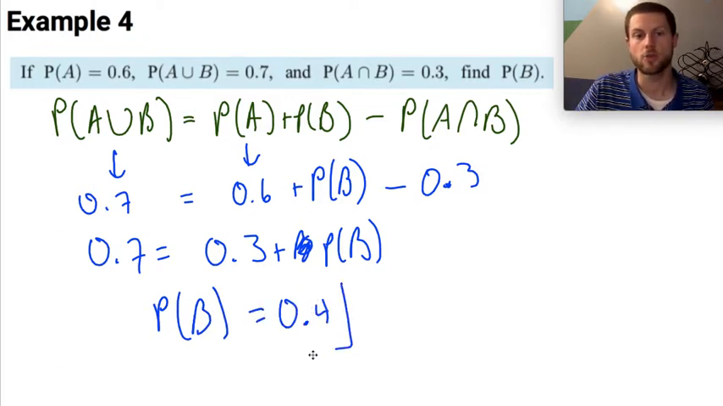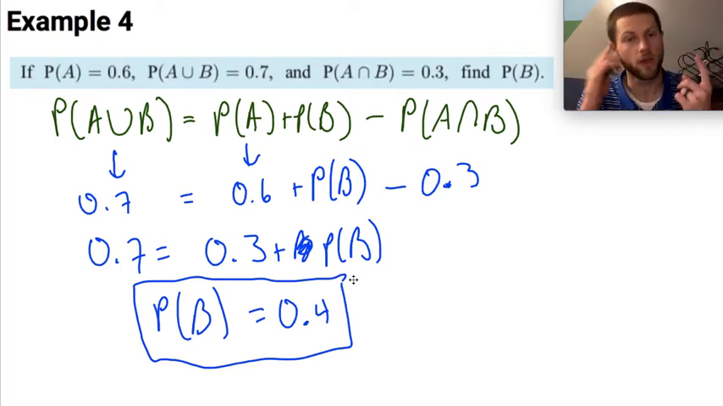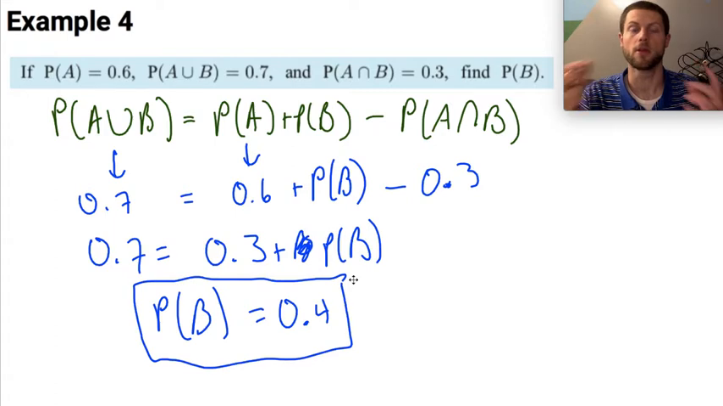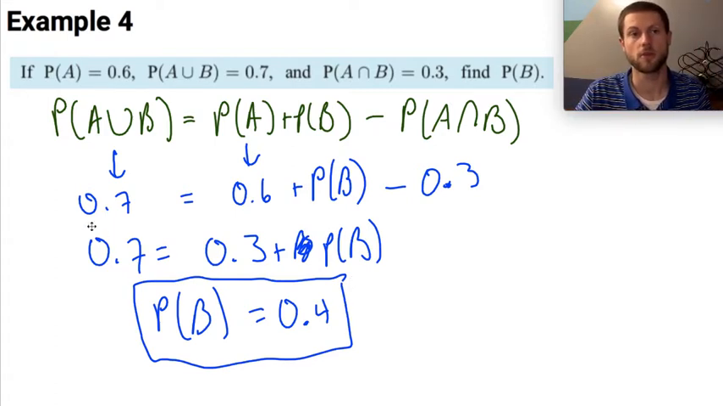So why is this useful? Well, if I have two events and I know the probability of them both happening, or I know the probability of any of them happening, that might not necessarily give me the pure probability of one event. So sometimes it's easier to figure out the probability of one thing by looking at the probability of it combined with other events. You'll see where this becomes important later on down the road.